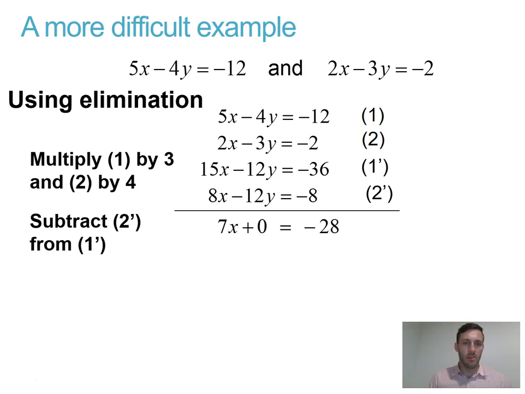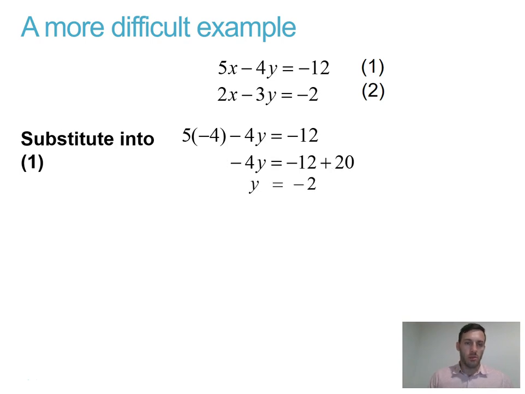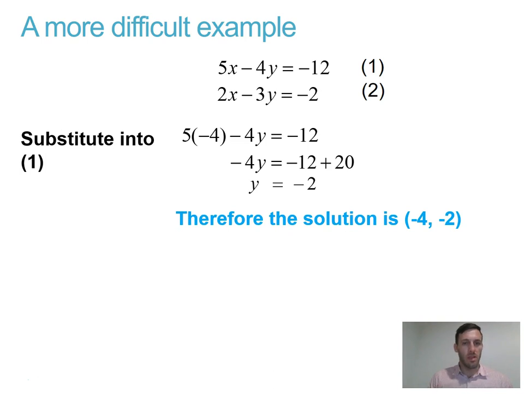That leaves us with 7x plus 0, because the y's cancel out, equals -28. Now we can solve for x: x equals -4. And we substitute that back into our original equation to solve for y. And we get y equals -2. Therefore, the solution to these equations was x equals -4, y equals -2.